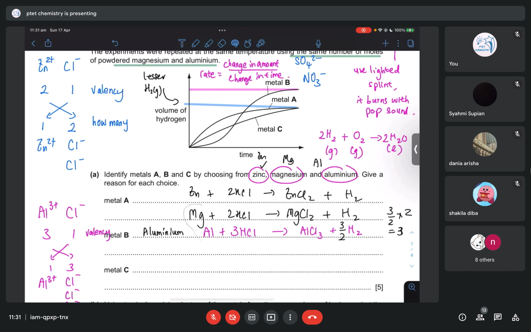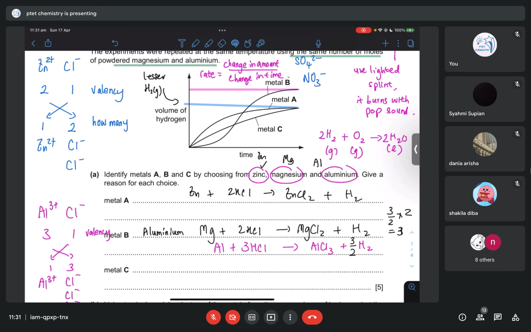I can give my 2 equations as my reasons. So that thing there: greater mole of H2 gas. So greater mole means greater volume. I can talk about greater mole, or I can talk about greater volume. Both of them will give me the marks there. Anyway, going back to the idea here.